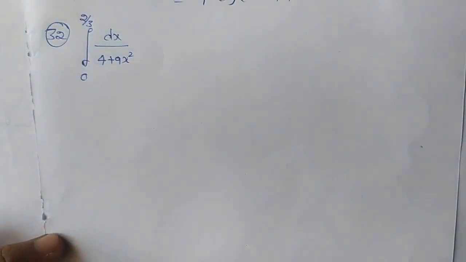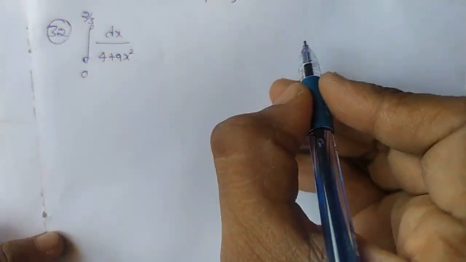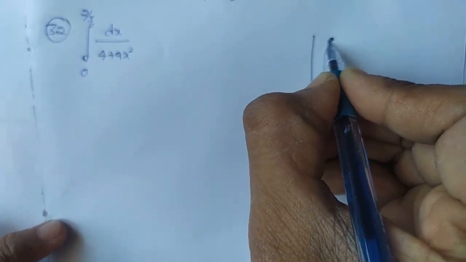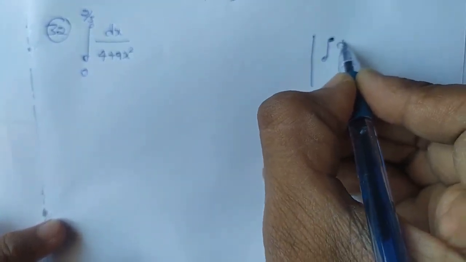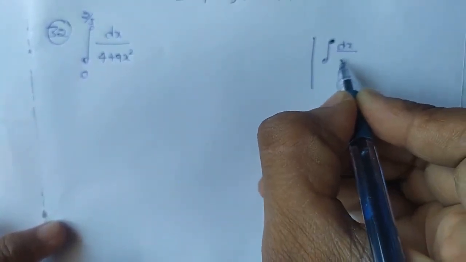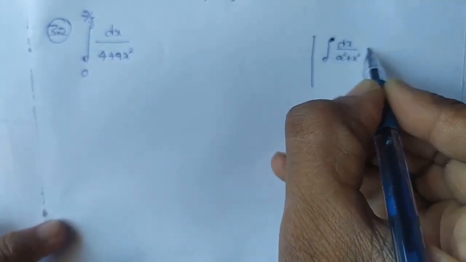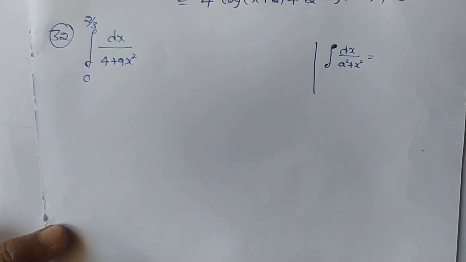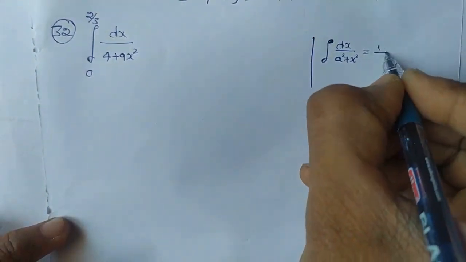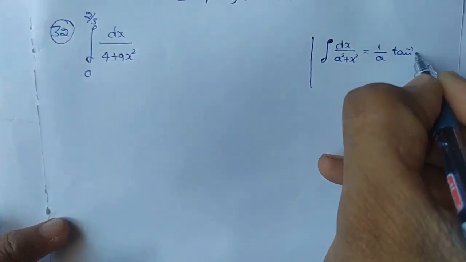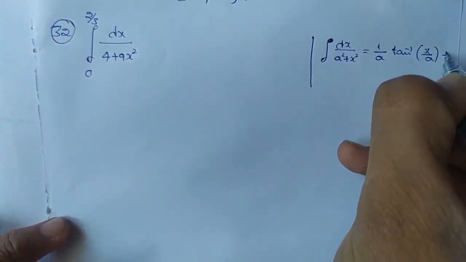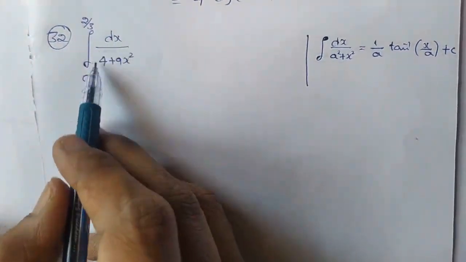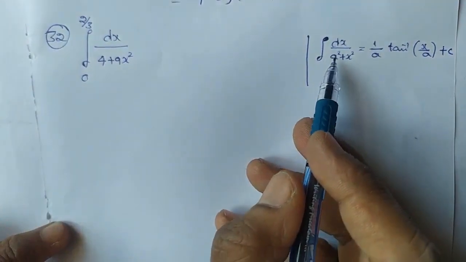We have to evaluate this. For this you need to remember the standard form: integration of dx divided by a square plus x square is 1 by a tan inverse of x by a plus c. Let us represent this integral in this form.